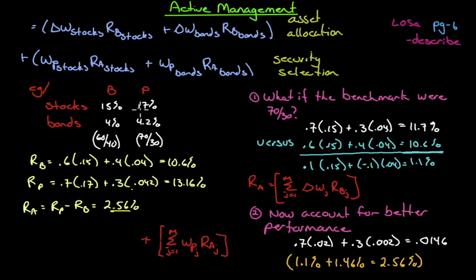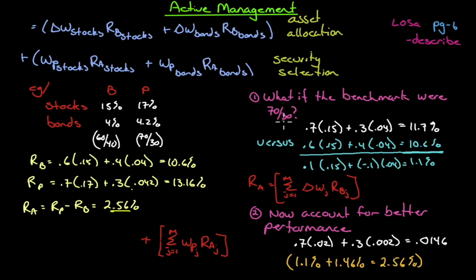How much was due to asset allocation, overweighting stocks and underweighting bonds? And how much was due to actual stock selection? Because we did return 17% on our stock portfolio and only 15% here. So we made something by security selection. Well, how much did we make?